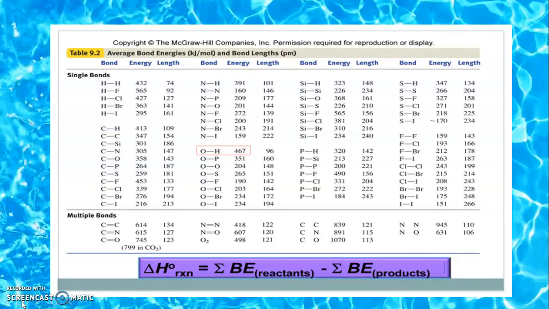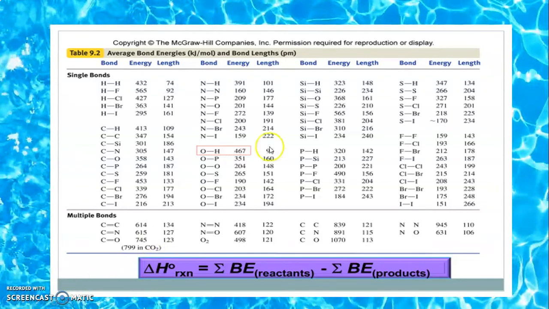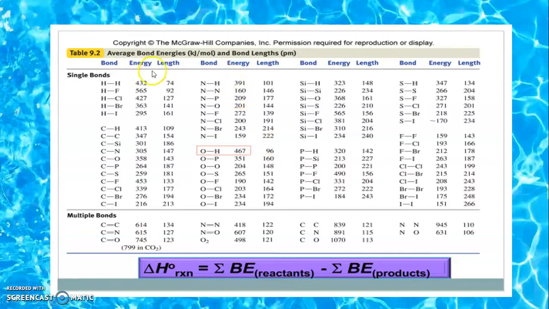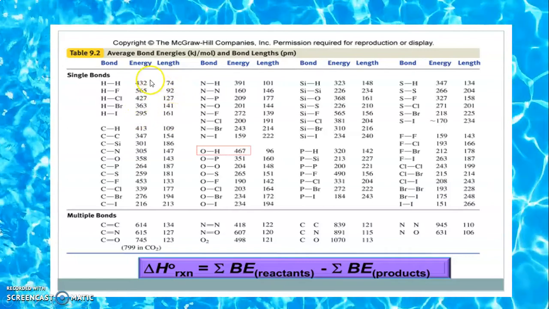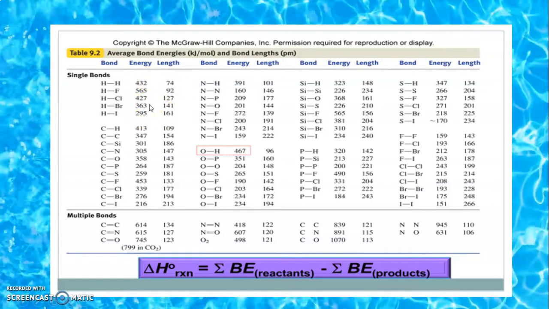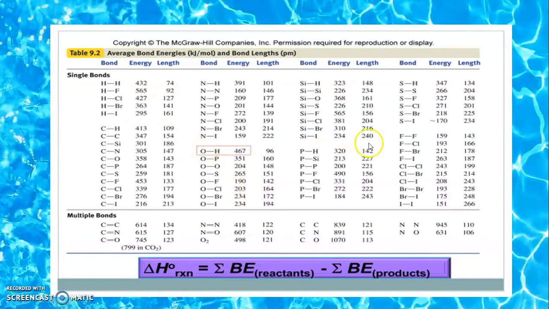So here is the data. You can see this data also in your textbook of various bond enthalpy, and also the bond length. So bond enthalpy is the energy needed to break these covalent bonds. You can see that.